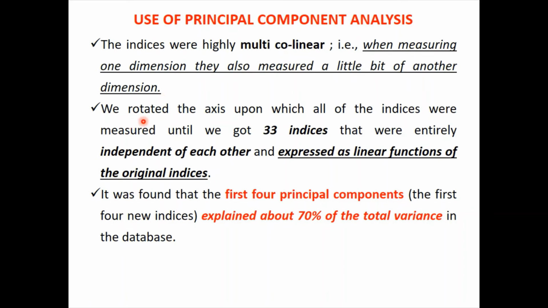So in this technique, what we have done is rotate the axes upon which all the indices were measured, and we got 33 indices that were entirely independent of each other. And these 33 indices are expressed as linear functions of the original indices. Also, when examining these indices, it was found that the first four principal components, that is the first four new indices, covered almost 70% of the total variance in the database.